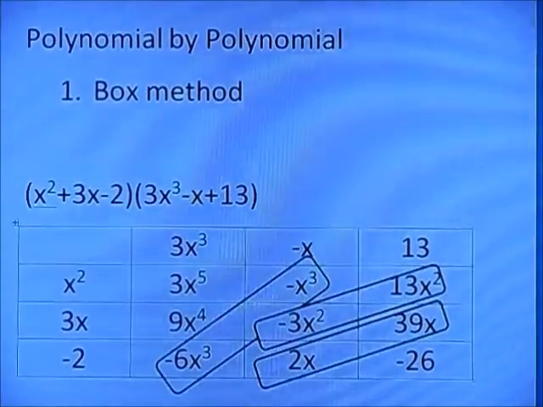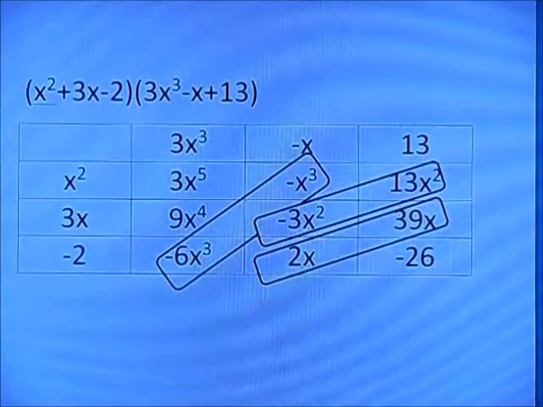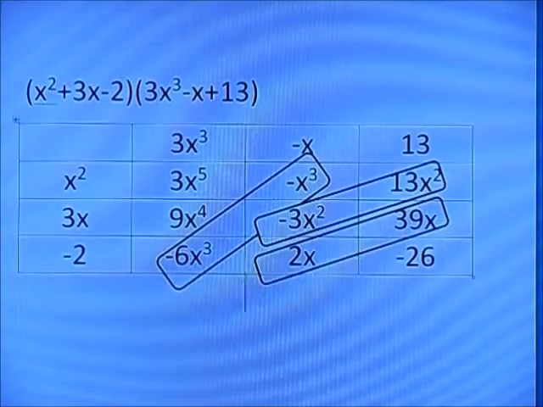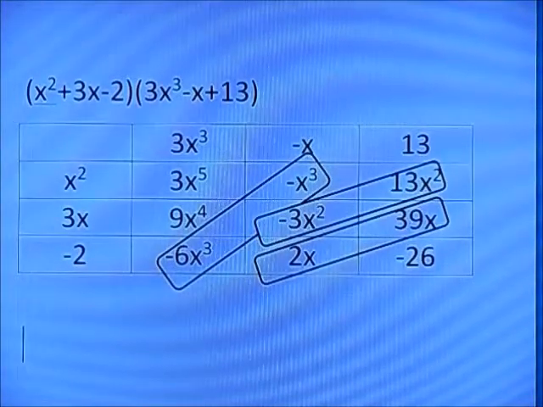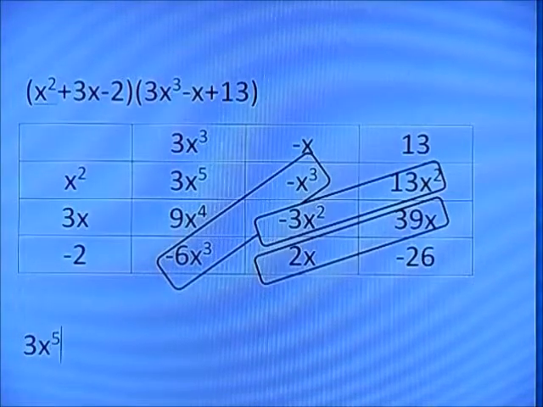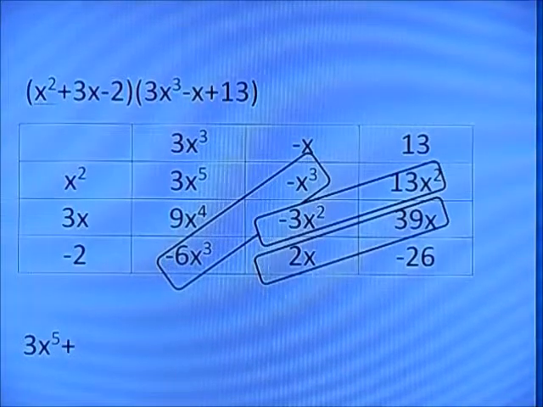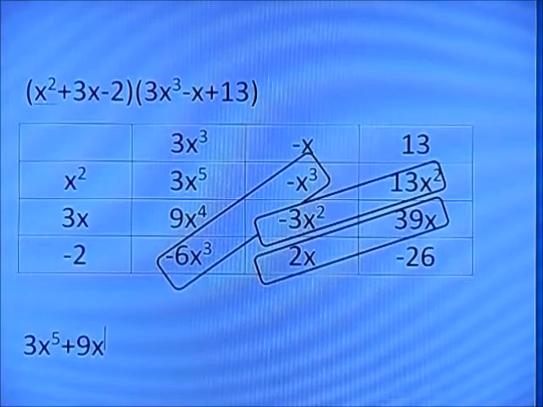And I'll be right back. Okay, now that I've done all the grunt work for you, let's add everything up. Alright, so first one, 3x to the 5th plus 9x to the 4th.